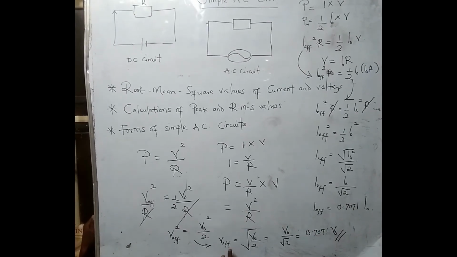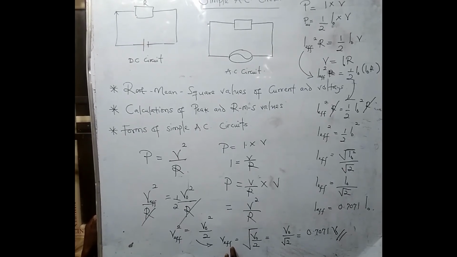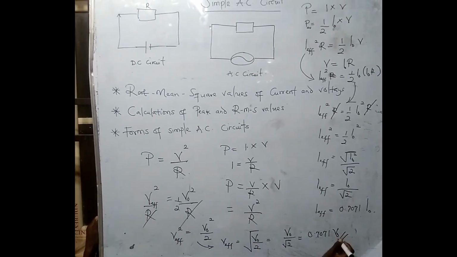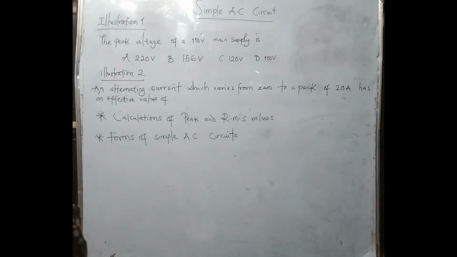So this is the relationship between the effective value of our voltage and the peak voltage. And don't forget that our effective voltage is still known as our VRMS. So let's quickly take these two examples. We have two questions before us.